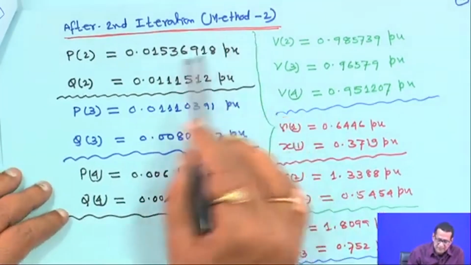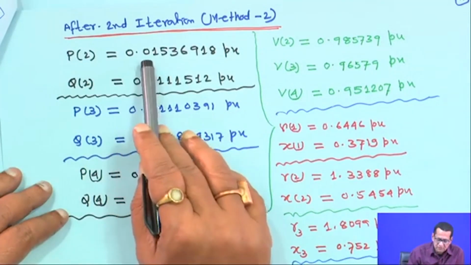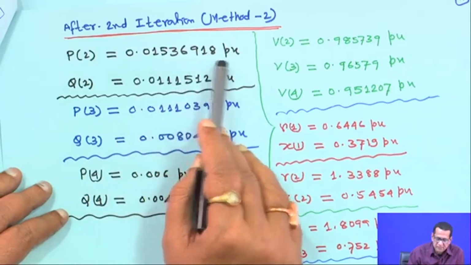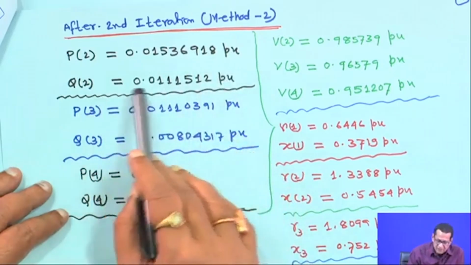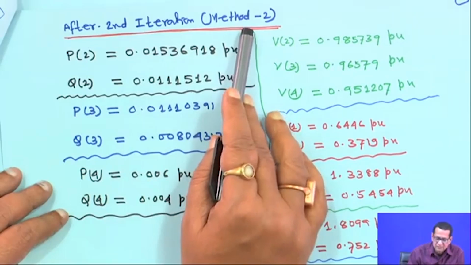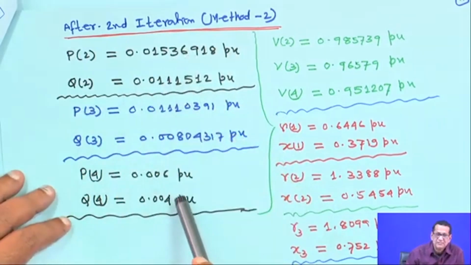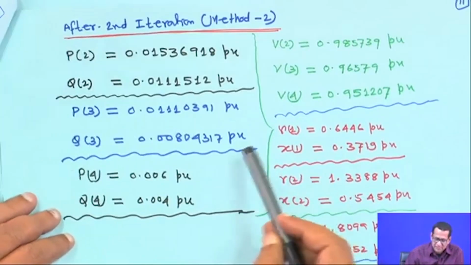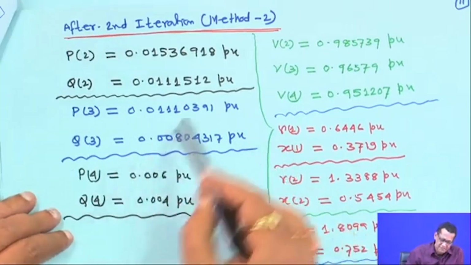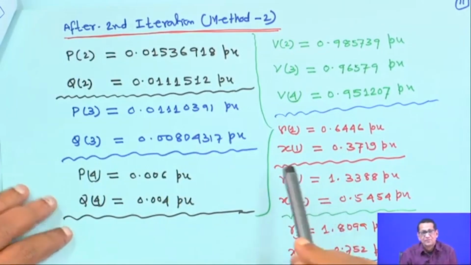So, after the second iteration we got P2 is equal to 0.01536918 per unit. All this data is taken after the load flow studies from method 2, second iteration. Everything has been explained, all these are given, just have a look, but rather than going to those pages, I have rewritten everything.